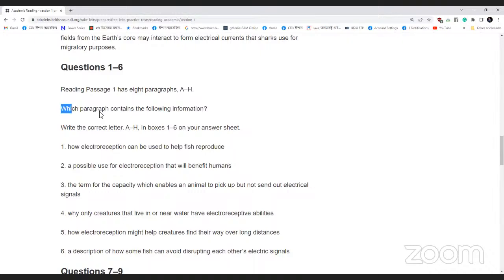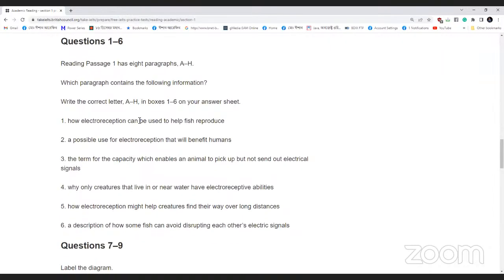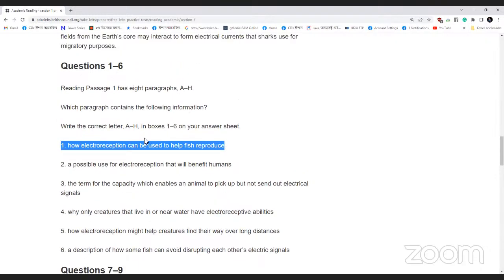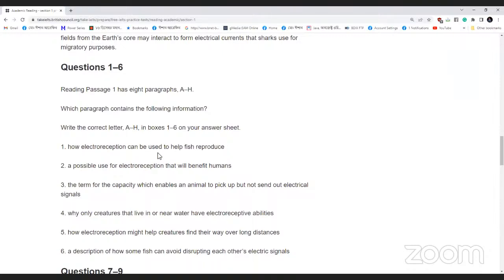So you are trying to find the answers from this question. For example, which paragraph contains the following information? Question 1 to 6. You have to write how electroreception can be used to help fish reproduce. So which paragraph is talking about this particular topic? You have to find out about that paragraph. That's your task for question number 1 to question number 6.